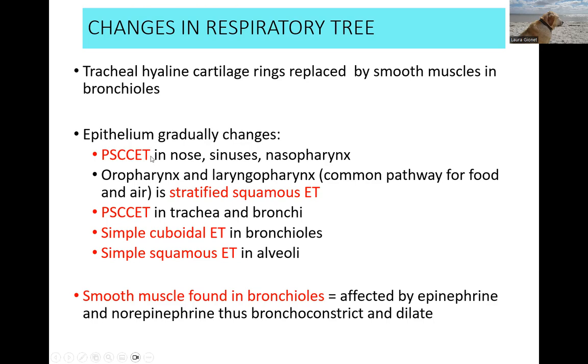The epithelium changes. In the nose, the sinuses, and the nasopharynx, we have the pseudostratified ciliated columnar epithelial tissue, or what we sometimes just refer to as pisket. The oropharynx and laryngopharynx, because they're common pathways for food and air, are composed of stratified squamous epithelium. Then we get into the larynx, the trachea, and the bronchi. We're back to pisket. The bronchioles are lined by simple cuboidal epithelial tissue, and we terminate in the alveoli as simple squamous epithelium. Smooth muscle found in the bronchioles is affected by epinephrine and norepinephrine, thus bronchoconstrict and dilate.